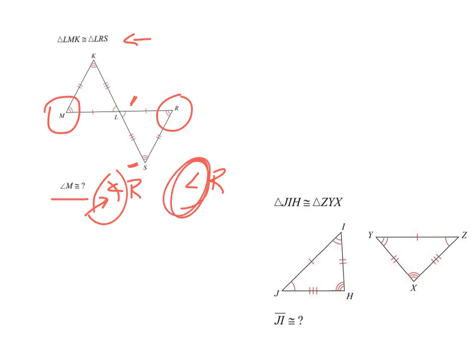All right, let's look at this other problem here. So we have a congruency statement that says triangle JIH is congruent to triangle ZYX, and they want us to find out which segment is congruent to JI. JI has a single tick mark on its side, so we have to jump over to the other triangle, and here is the single tick mark on that. So JI is going to be congruent to ZY. All right, let's move on.